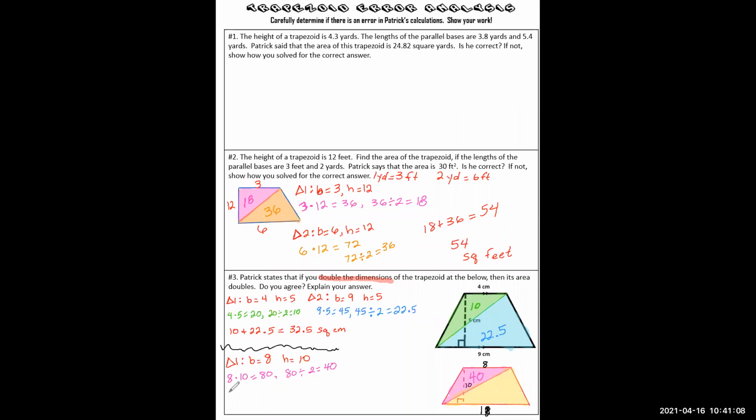So now let's go ahead and look at triangle number 2, which is my yellow triangle. I see that the base is 18. And of course, my height is going to be the same as the first triangle, and it's 10. All right, so now I'm going to do base times height. That's 18 times 10. That gives me 180. And now I'm going to divide that 180 by 2, and that gives me 90.